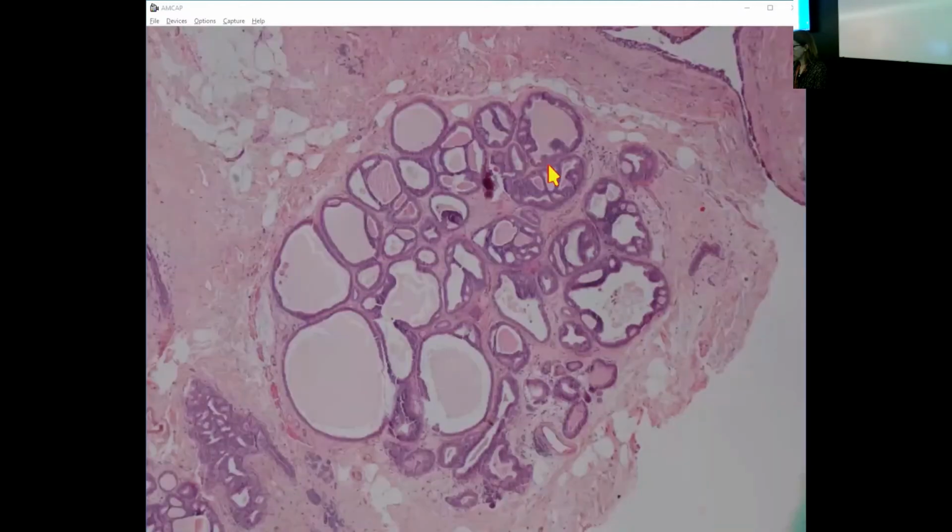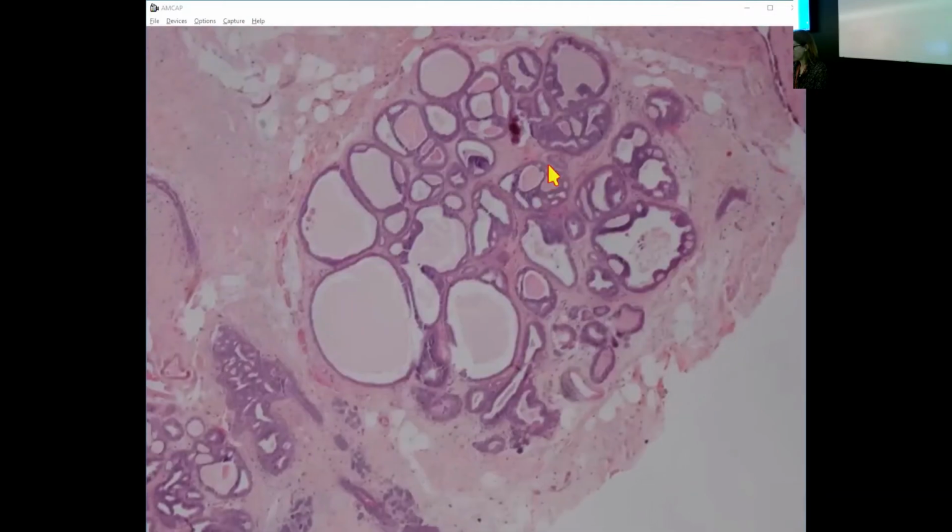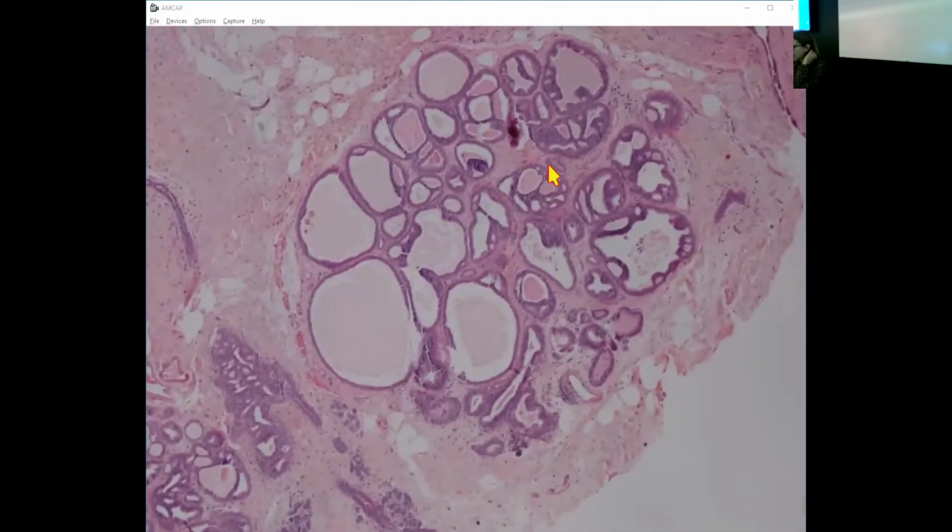So this is a core needle biopsy. So this is one that I would just call atypical ductal hyperplasia. I would not go to low-grade DCIS. I guess I'd be curious, would other people go to low-grade DCIS in this? No, good, all right.